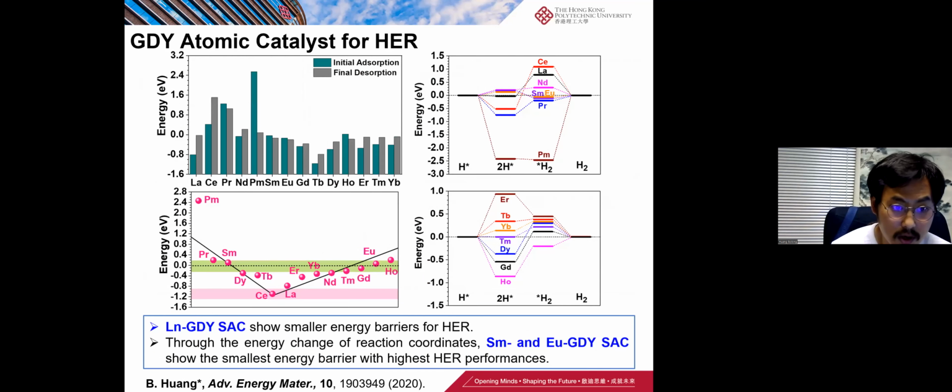For current research on atomic catalysts, rare earth metals have rarely been discussed and applied. In many electrochemical reactions, the high electroactivity of lanthanide-based materials has been proved. Therefore, we have also introduced a similar strategy to evaluate the lanthanide-based GDY-SAC for HER for the first time. Interestingly, the lanthanide-based GDY-SACs show even smaller energy barriers than most transition metals. Through the energetic change, we found that samarium and europium showed superior HER performance due to the smallest energy cost for the rate determining step.